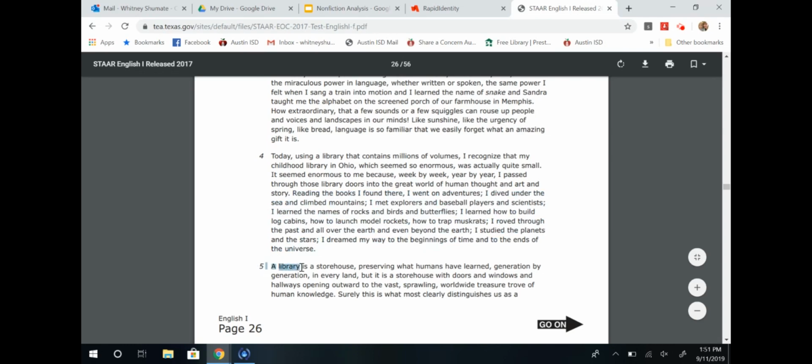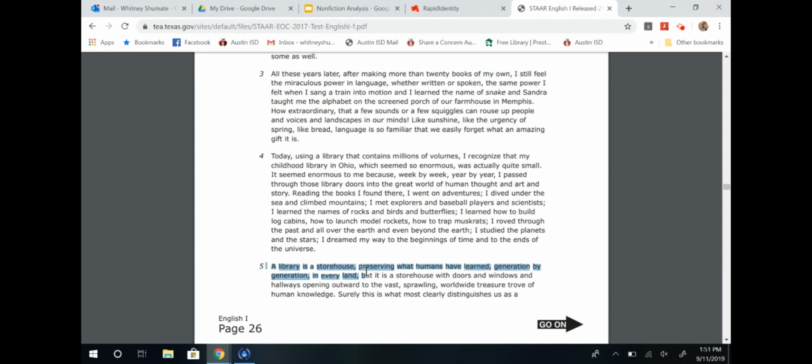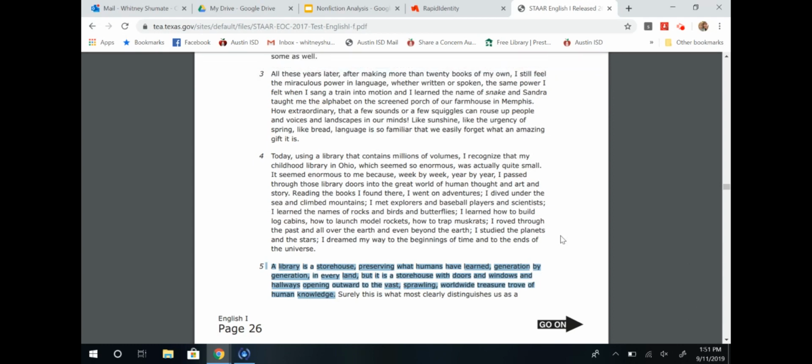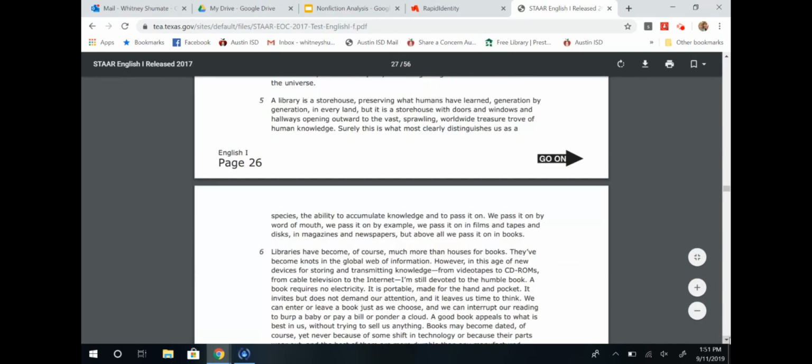He continues on discussing libraries. A library is a storehouse, preserving what humans have learned generation by generation in every land. But it is a storehouse with doors and windows and hallways opening outward to the vast, sprawling, worldwide treasure trove of human knowledge. If you take a look at this language here, it's beautiful. It's very narrative. It's not dry informational. It is his personal experience. And you can see how loving he is, a treasure trove. He's very intentional about his language to show how much he cherishes reading and his experience in the library.